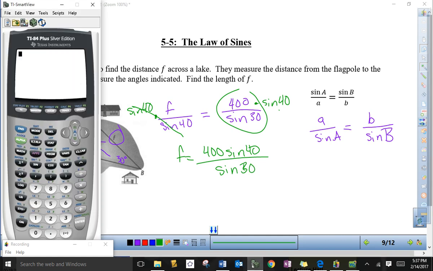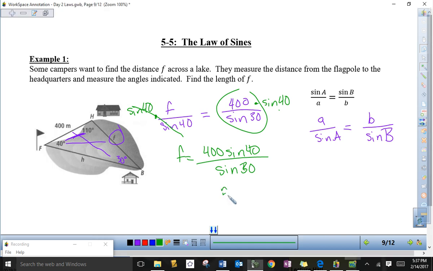So now that F is by itself, we'll just type that in: 400 sine of 40 divided by sine of 30. Make sure you get your parentheses on there or you'll have some weird things happen. And it tells us that that distance is about 514.2 meters, which is reasonable because 400 is across from the 30, so we know it has to be larger than that. So it makes sense in terms of our problem here.